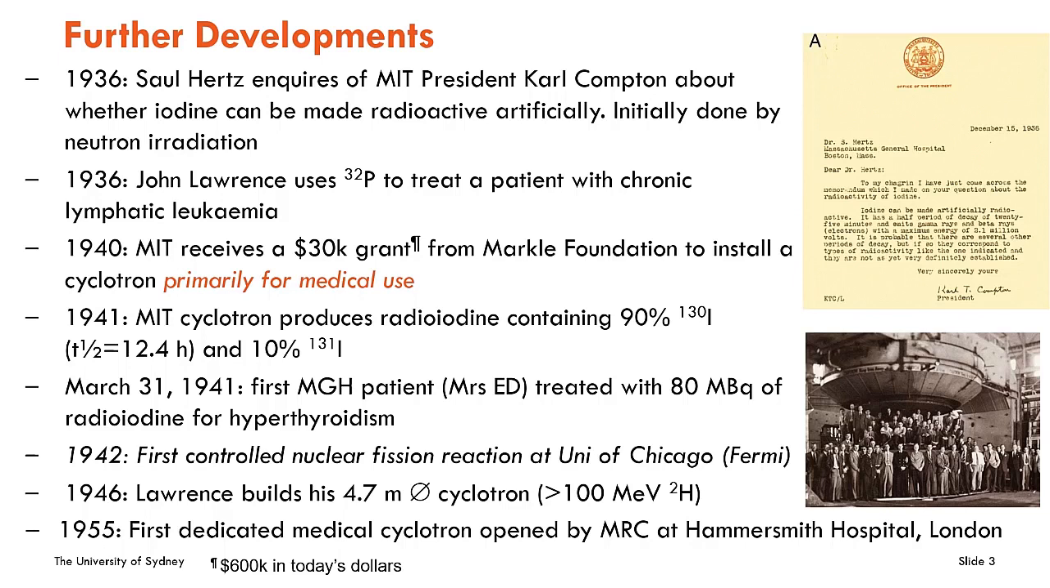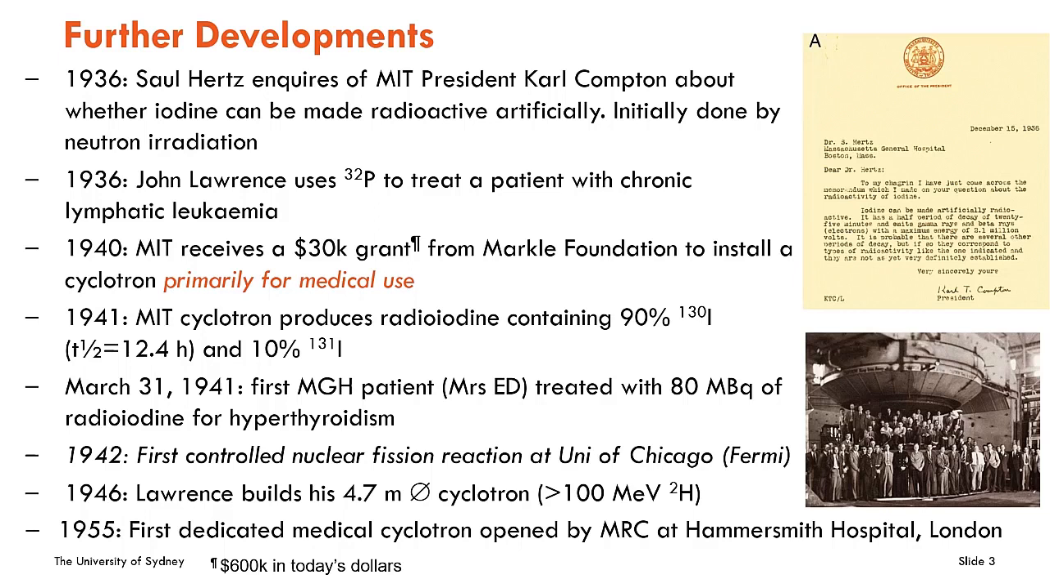Back in Berkeley, on the other side of the US, the brother of Lawrence, John Lawrence, has started to think about using phosphorus-32, which he knows to concentrate in the bones, to treat a patient with chronic lymphatic leukemia. This is probably the first example we have of a radionuclide therapy using what would be considered today a standard approach of a systemic injection. This was made in the cyclotron that his brother Ernest had built.